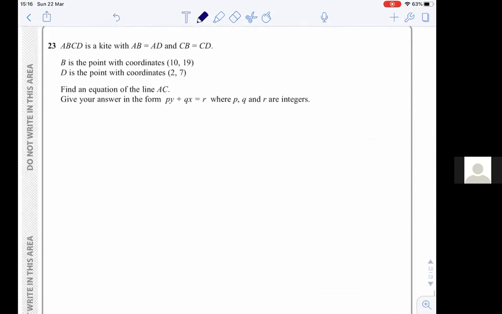Okay, question 23. We're nearly there. We've got a kite with coordinates at 10, 19 and 2, 7, let's say.